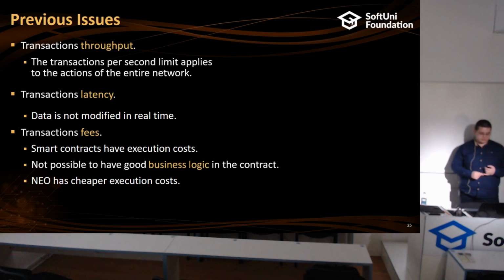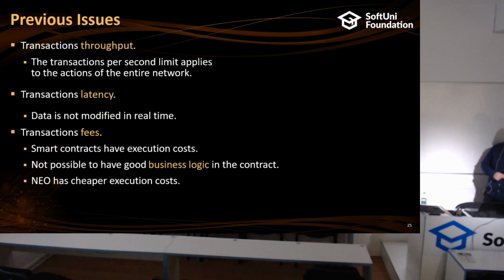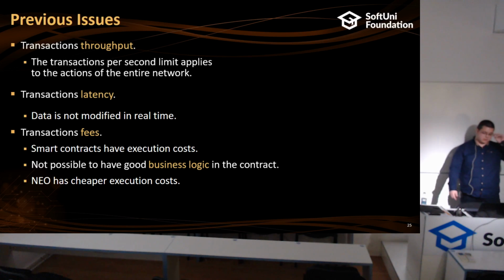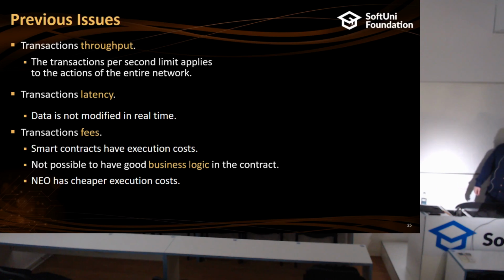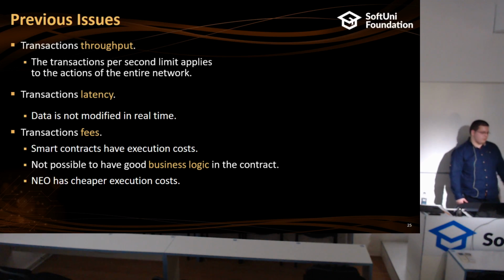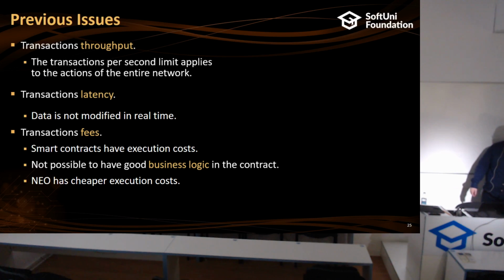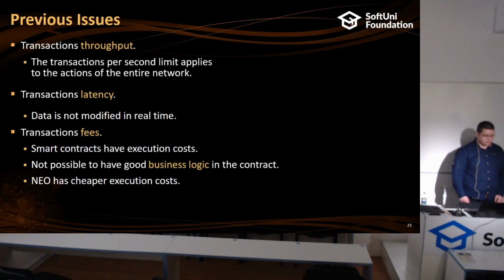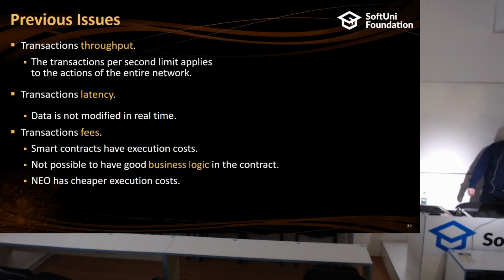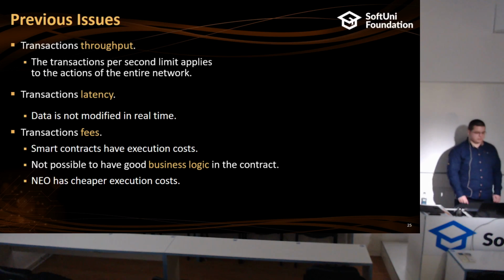And this is a problem, as you cannot have good business logic in the contract, as it will require bigger expenses for the user invoking the contract. So in reality, you cannot have much business logic, and you should reduce it in your contract. And New has a cheaper approach. New has cheaper execution cost.